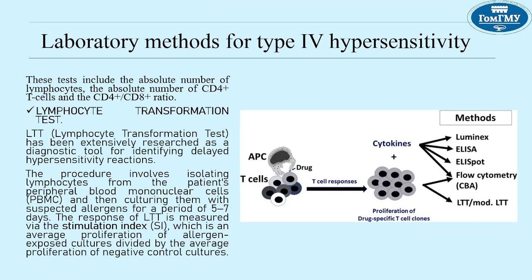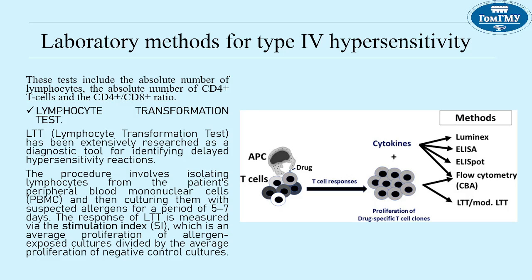Laboratory methods for type 4 hypersensitivity. These tests include the absolute number of lymphocytes, the absolute number of CD4+ T cells, and the CD4+ to CD8+ ratio. Lymphocyte transformation test has been extensively researched as a diagnostic tool for identifying delayed hypersensitivity reactions. The procedure involves isolating lymphocytes from the patient's peripheral blood mononuclear cells and then culturing them with suspected antigens for a period of 5 to 7 days.